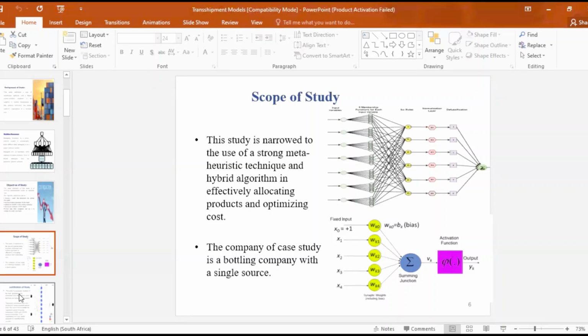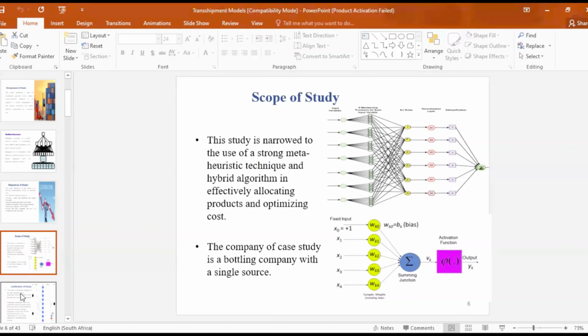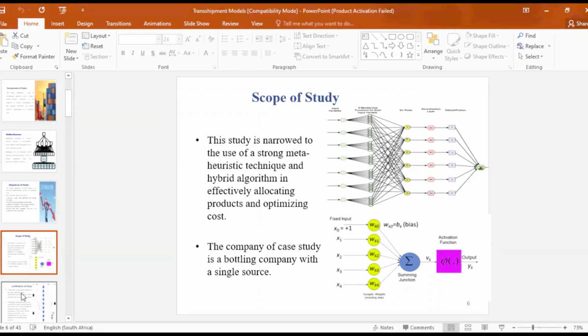And let me quickly go to the scope of the study. The study is narrowed to the use of hybrid meta-heuristic techniques in allocating products so as to optimize the cost of distribution, and considering a company of case study, which is a bottling company and also a paint manufacturing company.